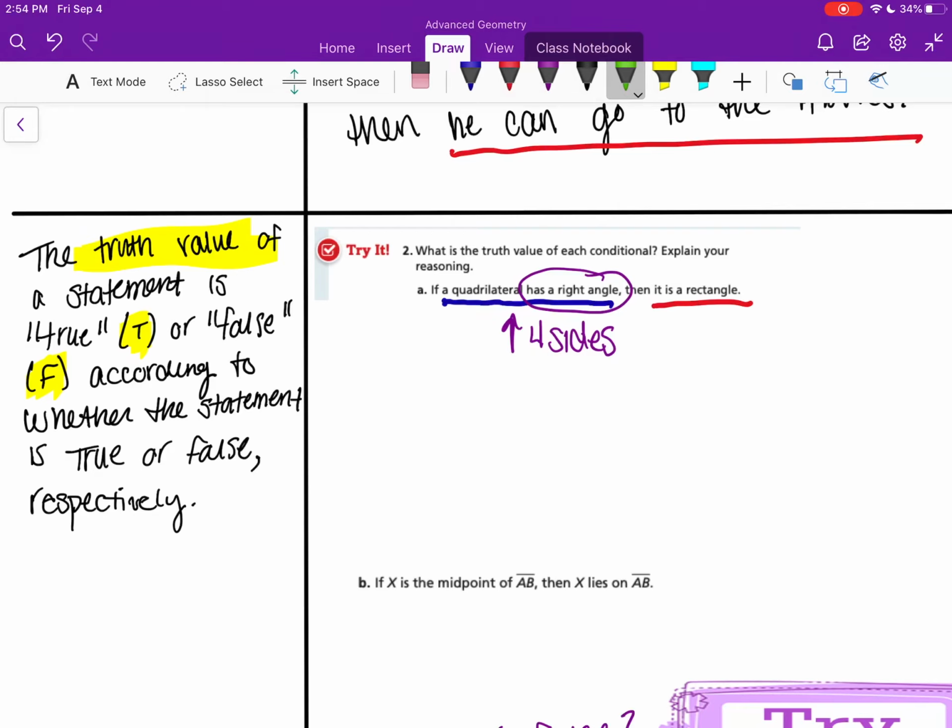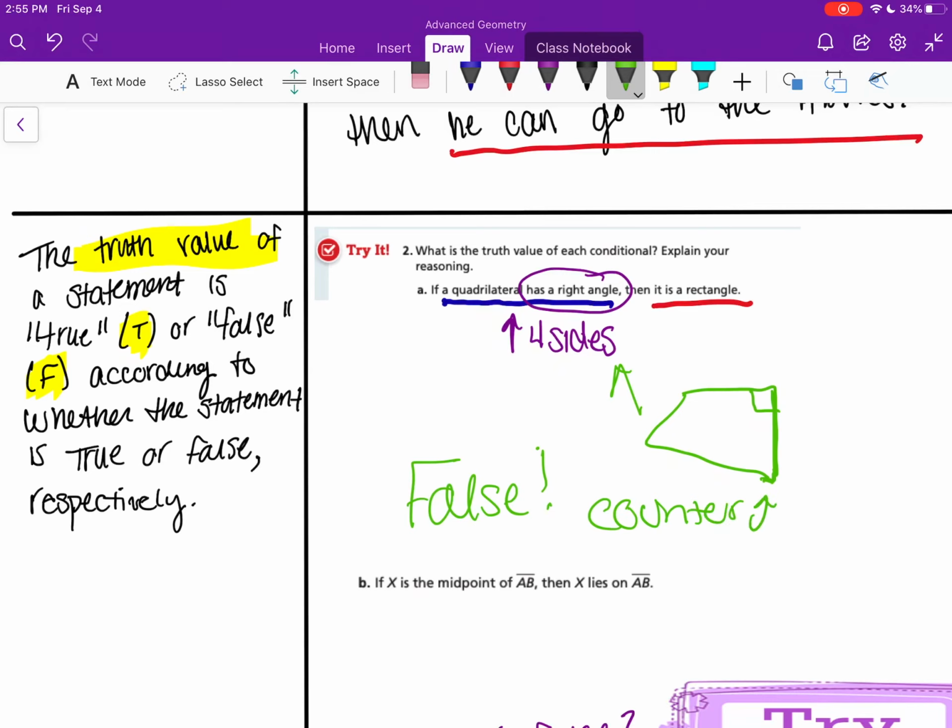What about a shape like this? It has a right angle. We're just going to draw a little shape, but it's got four sides. Is that a rectangle? No, it's not a rectangle. But is it a quadrilateral with a right angle? Yes. So this would be our counterexample, and that would help us prove that this conditional is false, just by thinking of that counterexample.